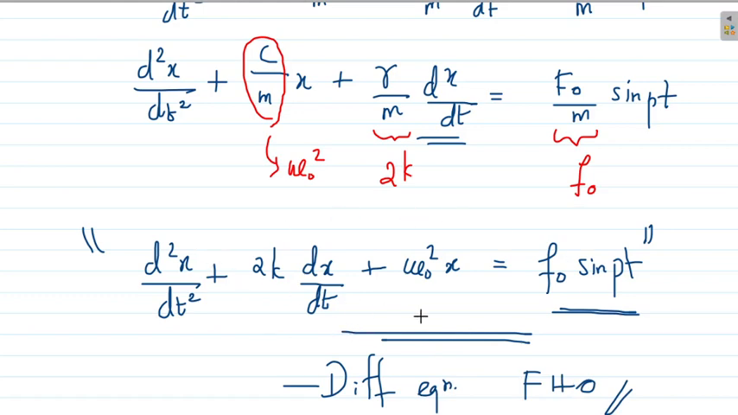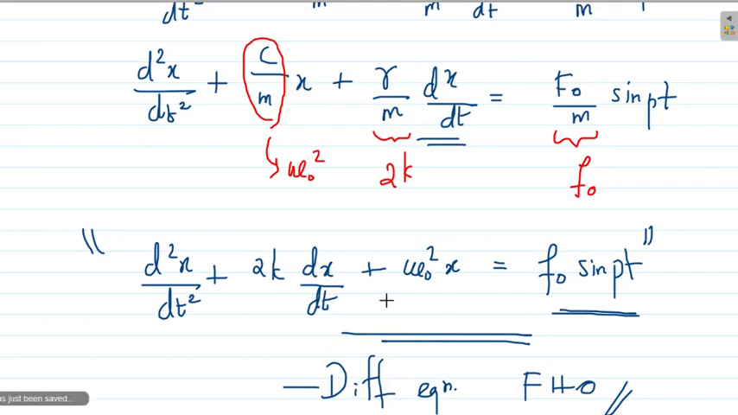Within this equation, a lot of idea is contained regarding the frequency and the behavior of the system. So in the next class, we will try to solve this differential equation in order to find an equation for x, from which we will be able to analyze the behavior of the system. I hope this portion is clear for you. Thank you.